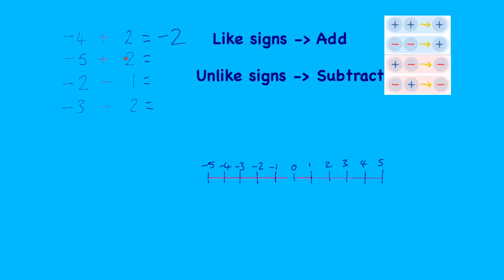Then we have minus 5 plus 2. So again, minus 5 we start at, then we add 2, which brings us to minus 3. And minus 2 minus 1, so start at minus 2, and then we minus another 1, so we go left, and that brings us to minus 3. And then the final one, we have minus 3 minus 2, so again minus 3 is where we start, and then we have to minus another 2, so we go left, 1, 2, and that brings us to minus 5.